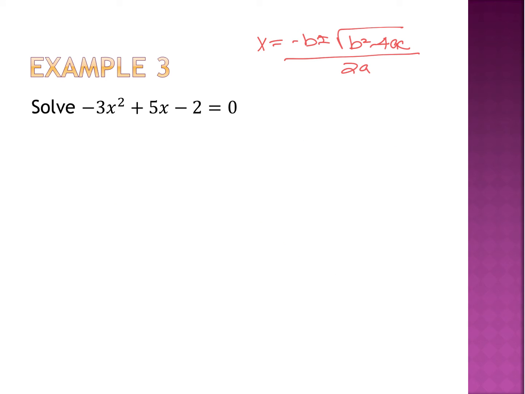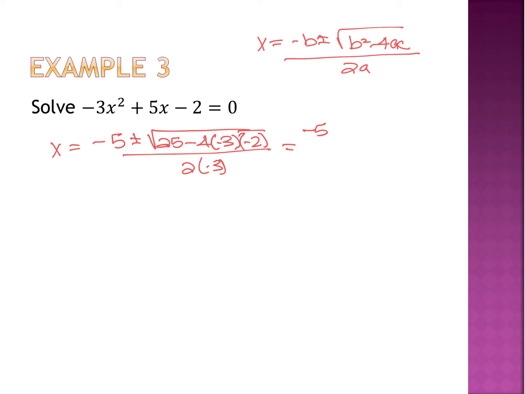My next example, I have x equals the opposite of b, which gives me a negative 5, plus or minus the square root of b squared, which is 25, minus 4 times a negative 3 times my c value, which is negative 2, all divided by 2 times negative 3. So when I simplify, I get negative 5 plus or minus 25. Negative 4 times negative 3 is a positive 12, times a negative 2 will give me a negative 24, all divided by a negative 6.